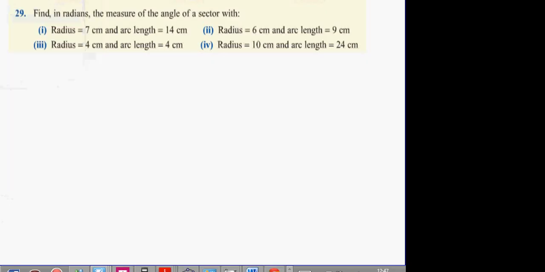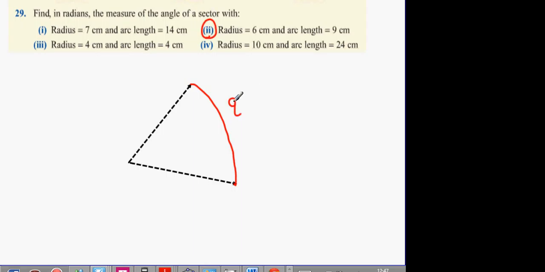Now, find in radians the measure of the angle of the sector. Okay? So the angle of the sector is this. We have an angle, and then we have the sector here. Now what happens is the arc length is, I don't know, I'll do this one here, number 2.